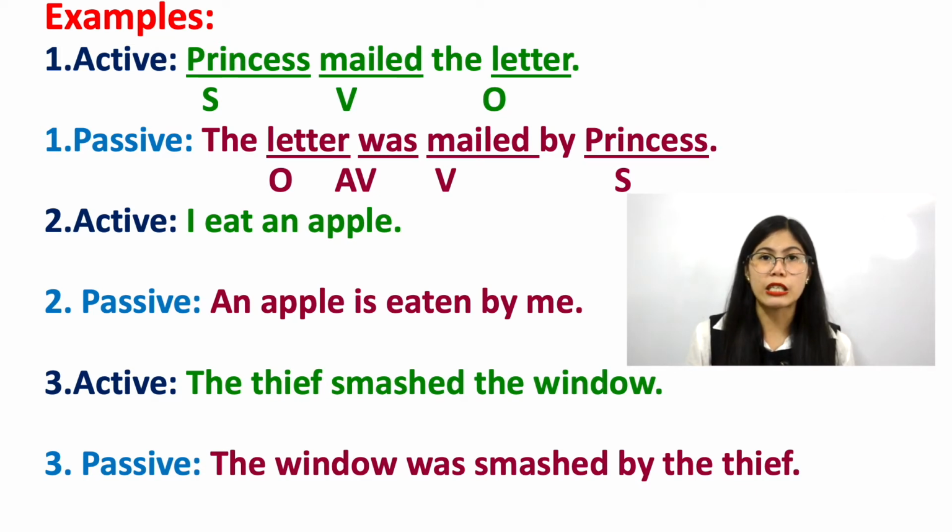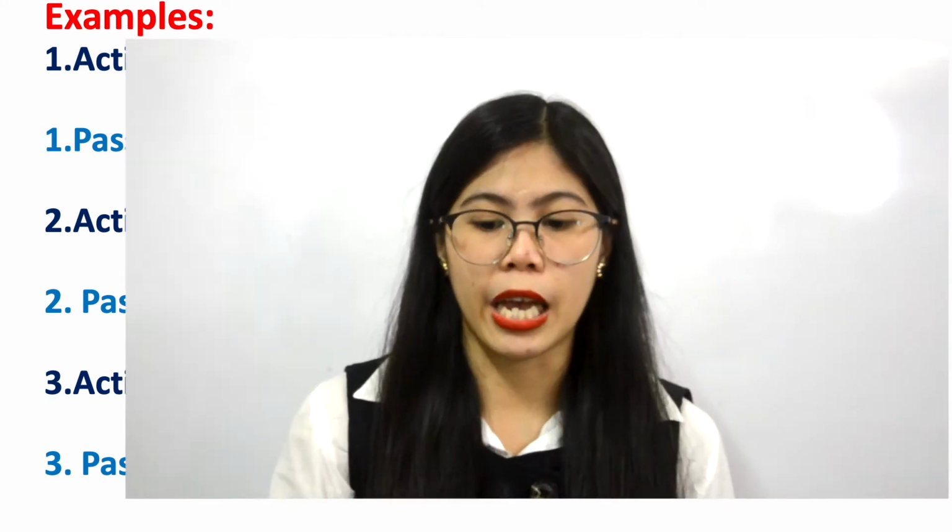The object here is the window, followed by the verb was smashed. We use was smashed because the verb in the active voice is in the past tense form. And then this was followed by the subject thief. Notice as well that we use the preposition by to state that the subject is here the recipient of the verb's action.